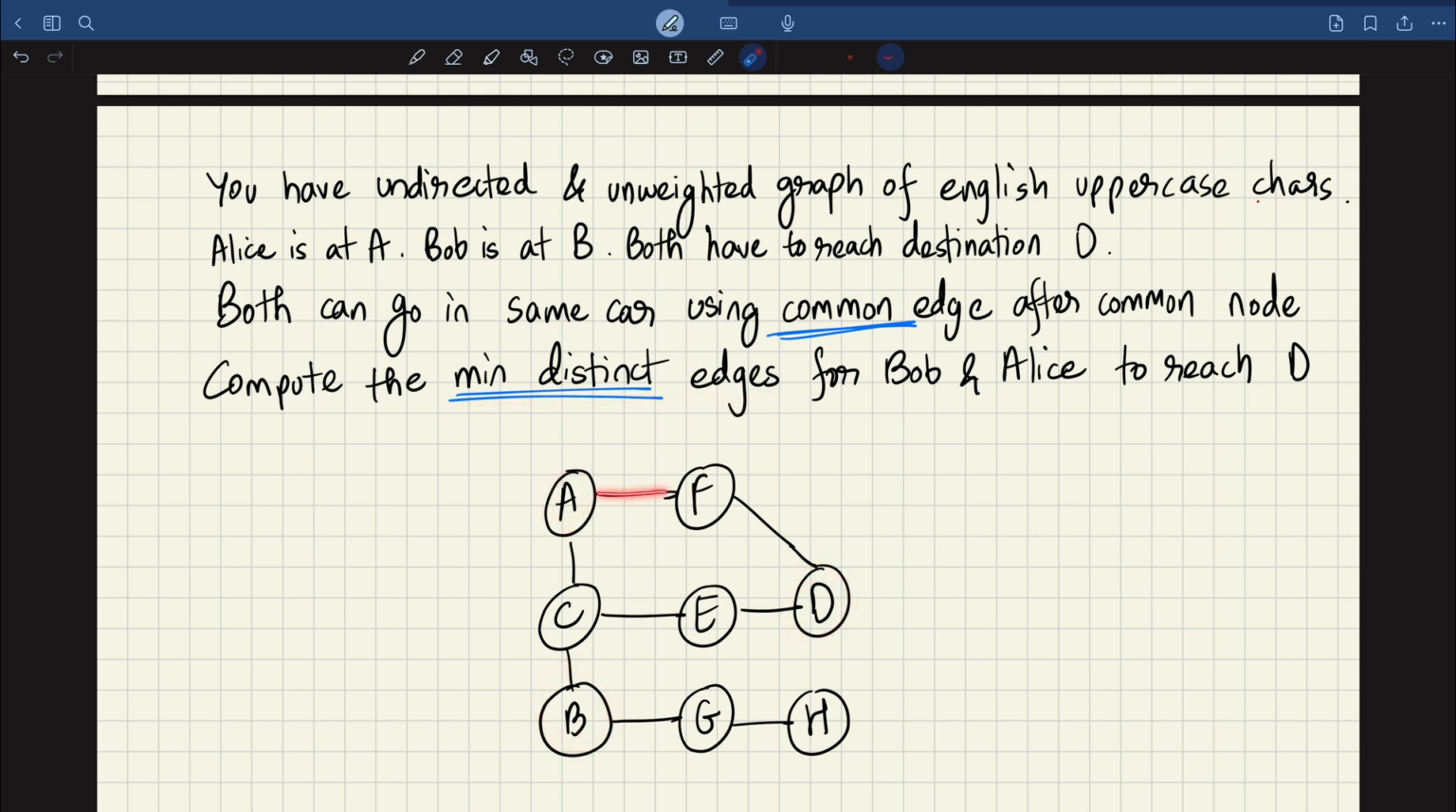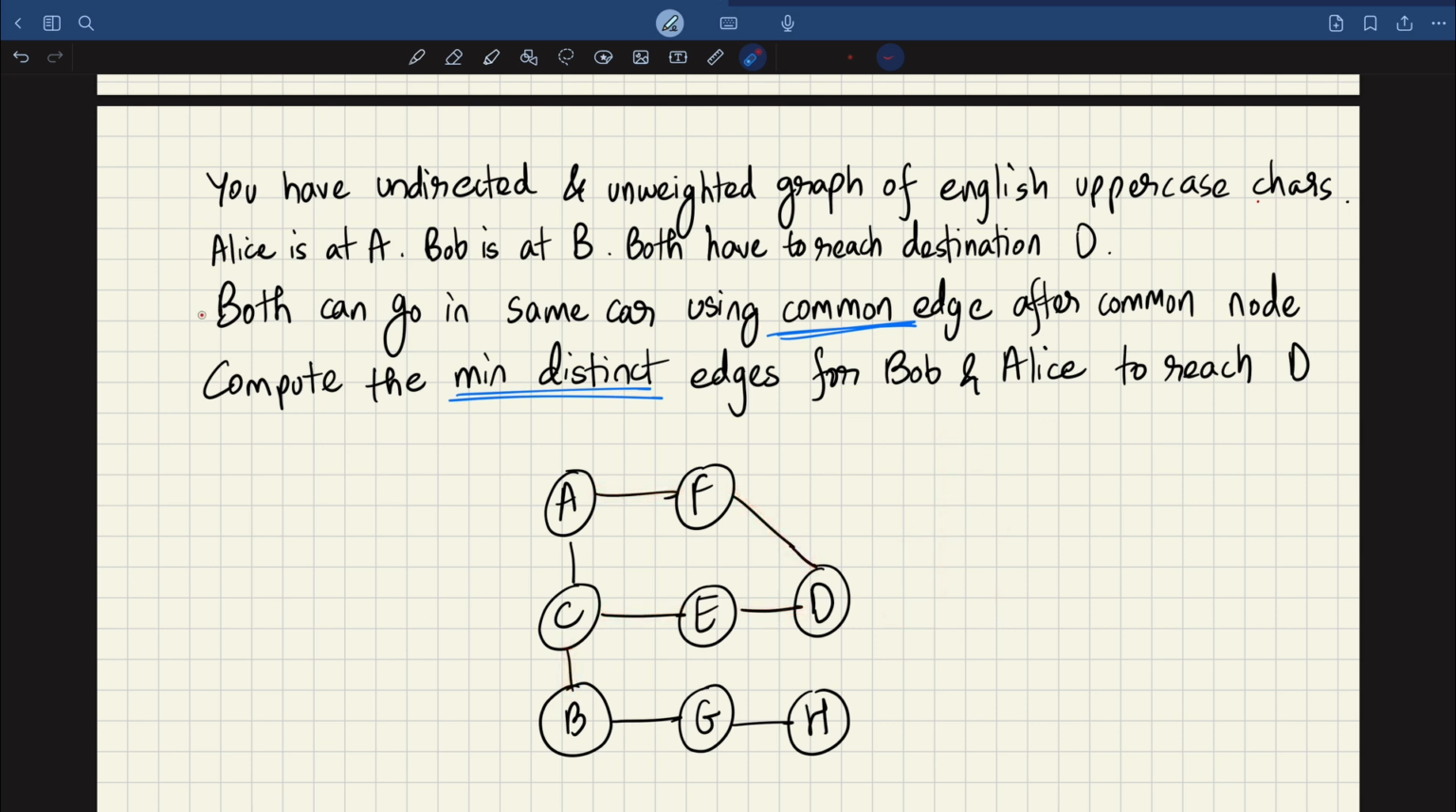Let's say LS first goes to this F, then D. So the total distinct edges taken by LS is 2, right? And Bob first goes to this C, then E, then D. So the total distinct edges used by Bob is 3. So the answer is 5. So LS and Bob have used 5 distinct edges in order to reach destination D, okay?